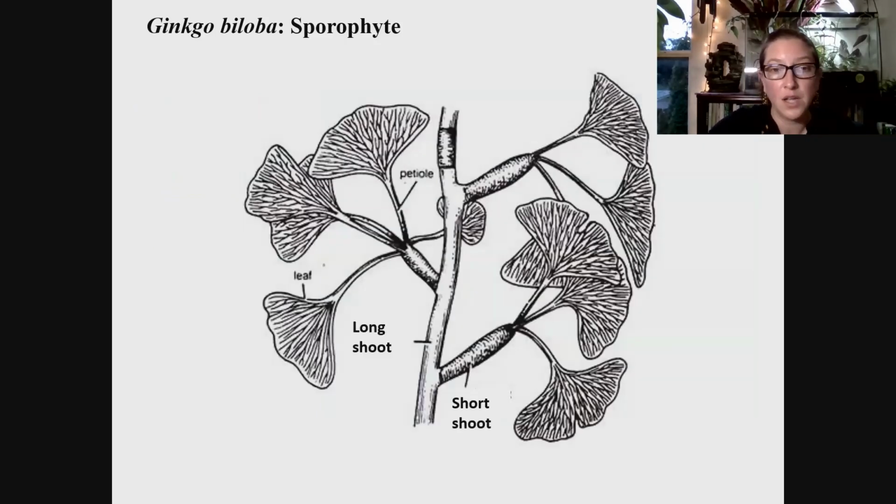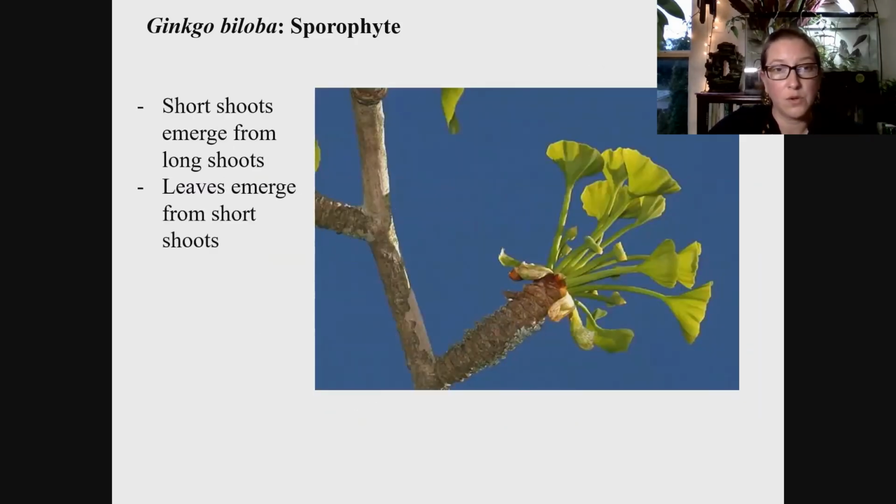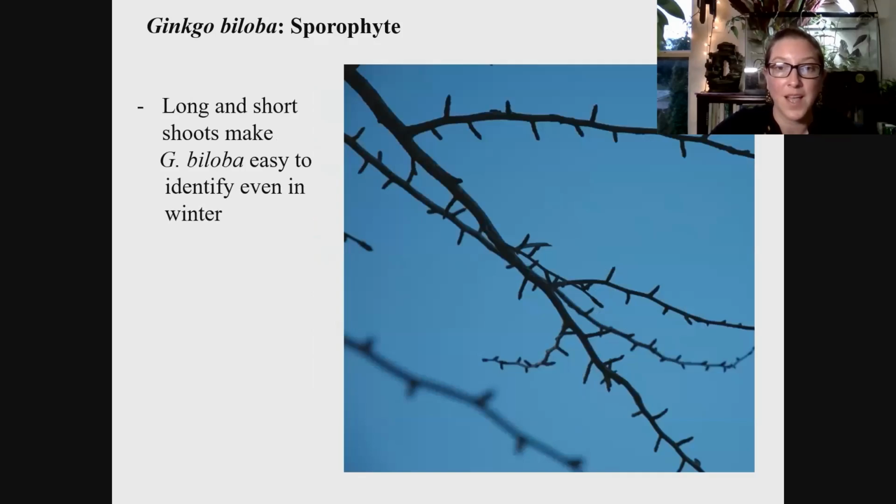There's another way to look at them. I don't care about the nodes and internodes. The short shoots, I like this. The short shoots emerge from the long shoots. The leaves emerge from the short shoots. So yeah, the leaves and the reproductive structures are going to be emerging from those short shoots.